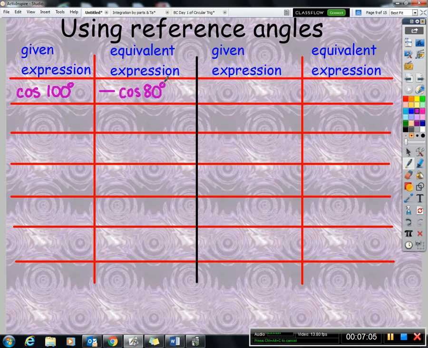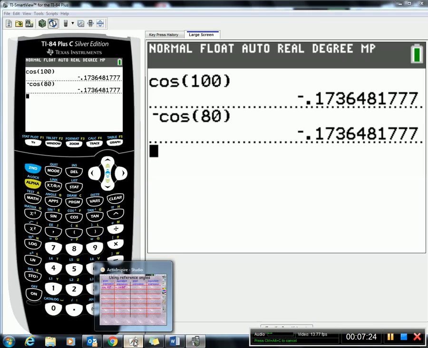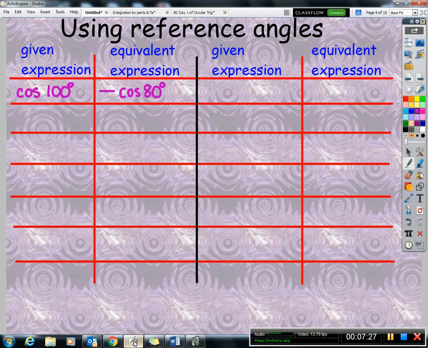Well, you might say, that's crazy. Is it? Let's check. You can see that what I've done, in degree mode on my calculator, is punch in cosine 100 and negative cosine 80. And do you see that the trig values are the same? So I'm not pulling your leg. This is the real McCoy. Let's practice a few more.